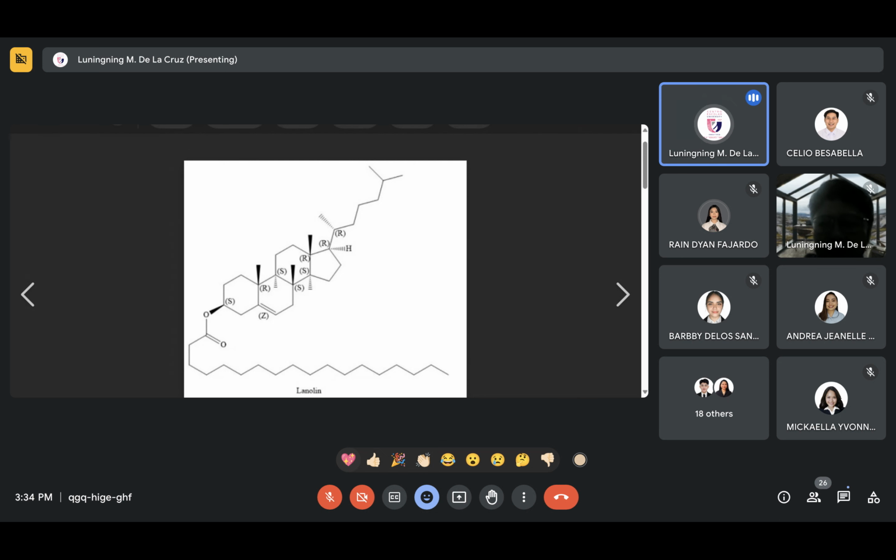So let us now look into one of the tests for oils and fats. And this is the acrolein test.